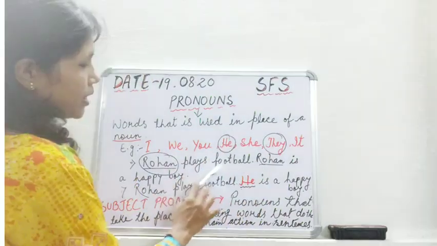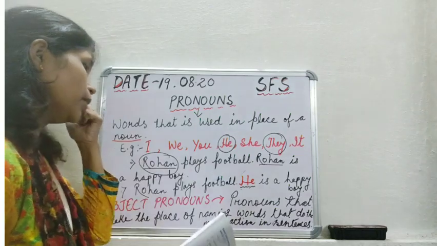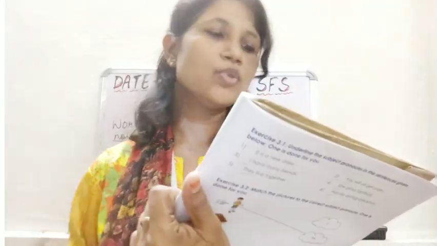So Rohan plays football. Who is playing football? This is Rohan. The naming word Rohan is playing football. Now here the pronouns have been beautifully given. You can see, I: we use it while talking about oneself. We: talking about oneself and others. You: while talking to someone else and also to a group of people, we can say you.